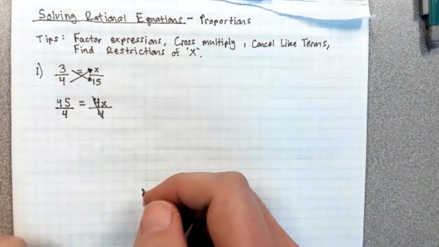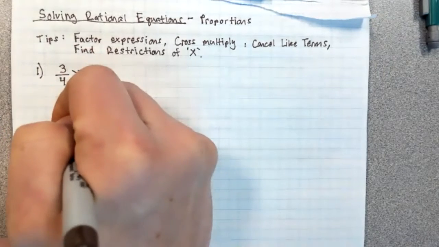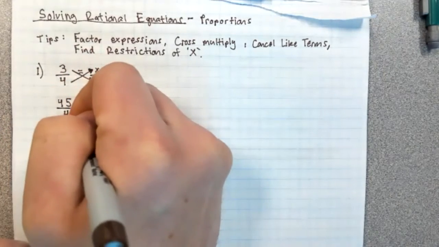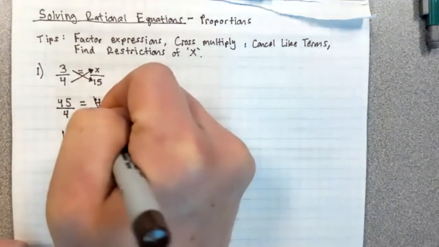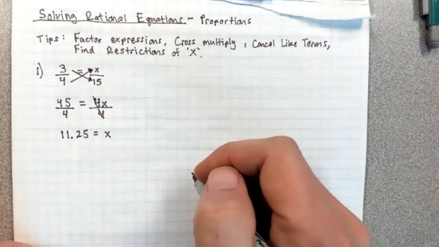All right, 45 divided by 4, that will give you 11.25. 11.25 is going to be equal to x.